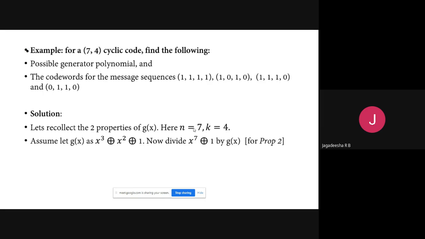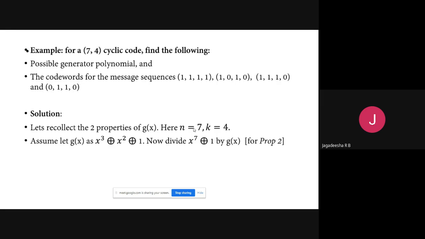Second, the code word for the message sequence 1111, 1010, 1110, 01010. So the question here, you can relate it to the previous slides, what we discussed, the general idea. An (n, k) cyclic code word you need to generate, then how to do it? So here n is given as 7, k is given as 4. First you need to have a generator polynomial.